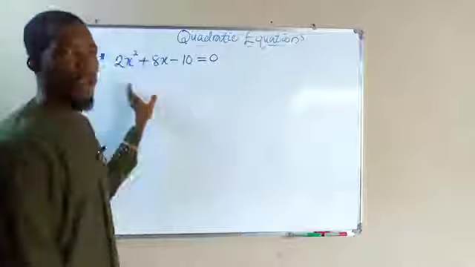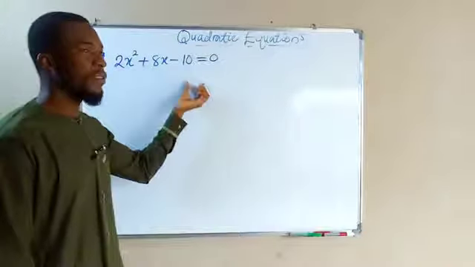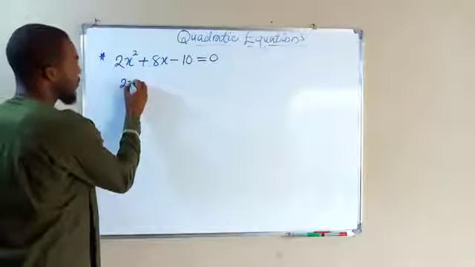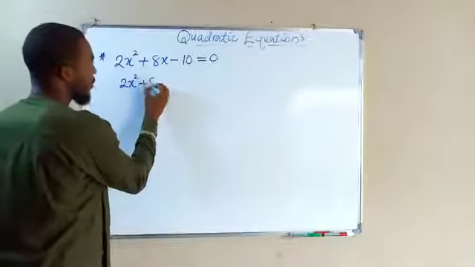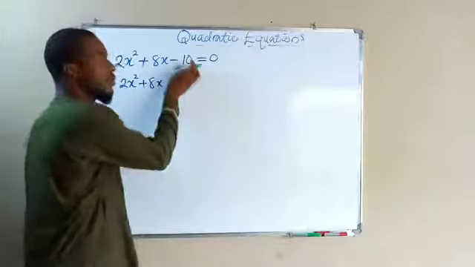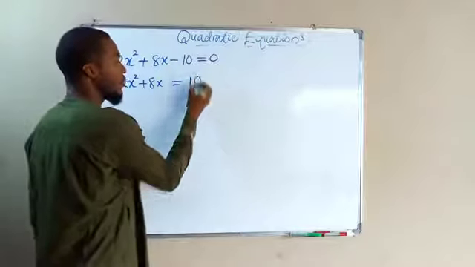In the completing the square method, we only need the first and the second term. Therefore, we are going to take the constant term to the right-hand side. So we have 2x squared plus 8x on the left-hand side, and to the right-hand side, we are going to take negative 10 there, and therefore it is going to become positive 10.